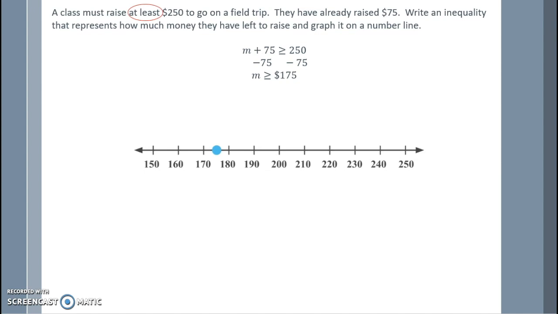Notice on our number line at 175, our dot is enclosed or it's circled and it's filled in because it's greater than or equal to. So anytime we have the equal to piece of our inequality, it needs to be a closed dot. Then we need to determine which way our arrow needs to go. I need values that are bigger than 175. So our arrow needs to go to the right-hand side.